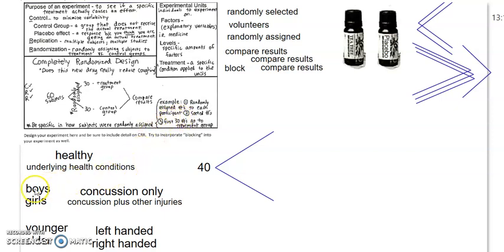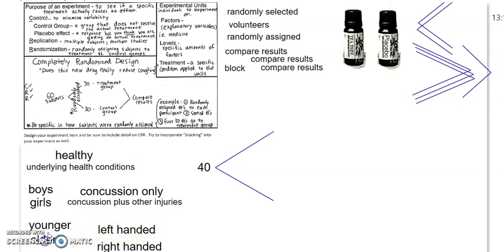Here are just some examples. Maybe you think that boys and girls are going to react differently to the tea tree oil. Maybe that doesn't seem so great to you. Maybe left-handed versus right-handed. That seems a little far-fetched. Maybe younger people versus older people. Maybe not so far-fetched. Younger people, their brains are actively growing, so there's something to it that their brains are different. So maybe concussion-only patients versus concussion plus other injuries.